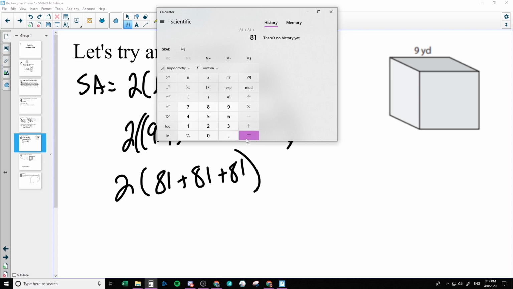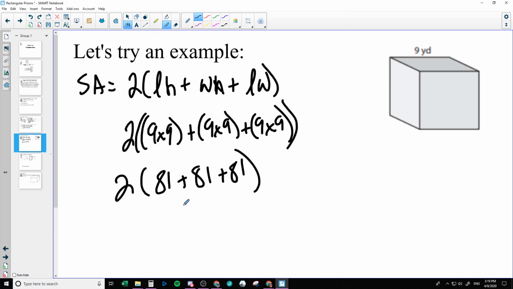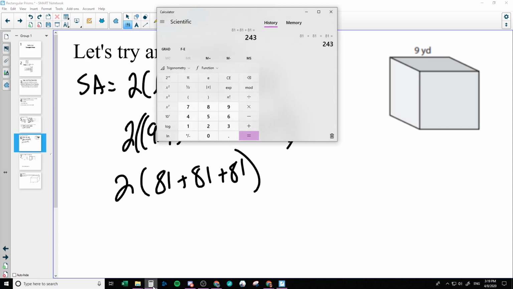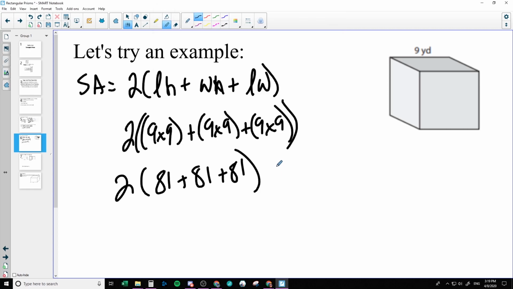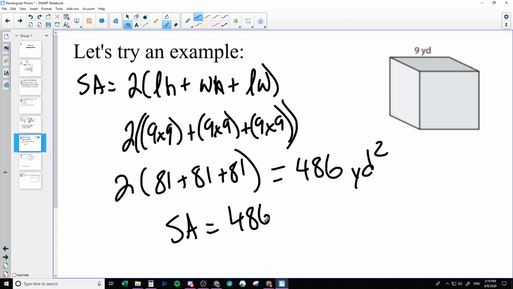No, just equals, thank you, is 243. And then we need to multiply that by 2, 486. And this is in square yards, okay? Our surface area equals 486 square yards. That's our answer, okay? See how this formula works.